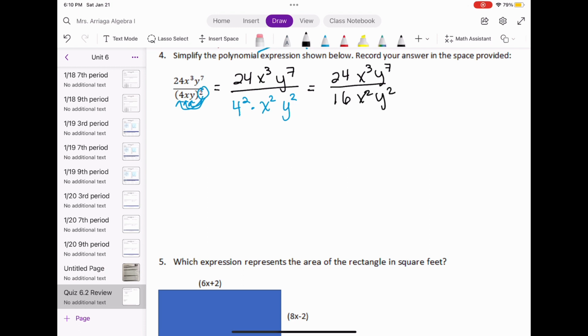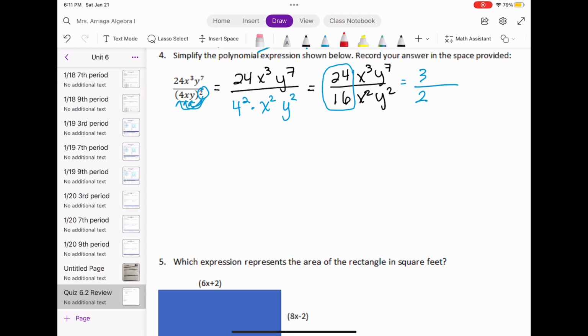From here, we can start simplifying. So let's start by dividing the 24 by 16. You can divide 24 by 16, but you can simplify that number. Both 24 and 16 can be divided by 8. So 24 divided by 8 is 3, and 16 divided by 8 is 2.